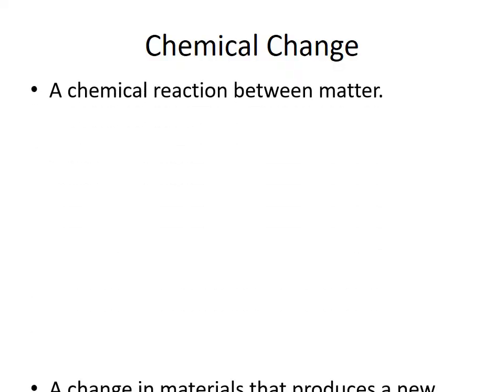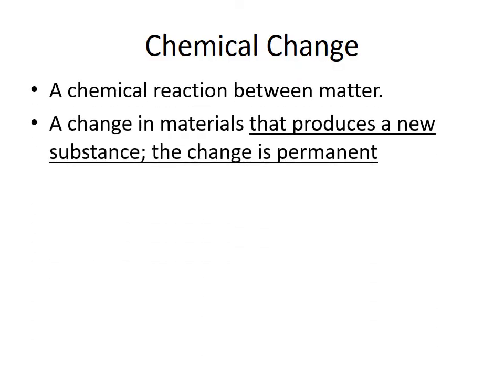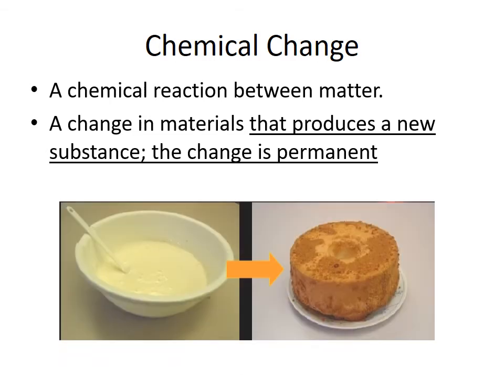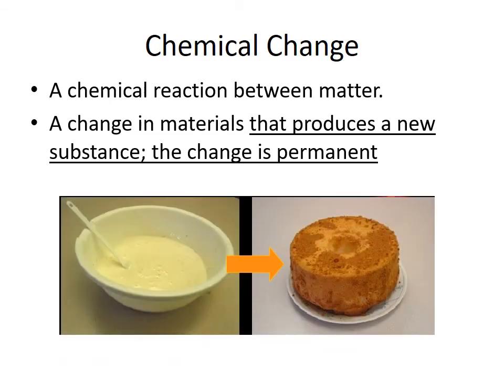Now let's talk about a chemical change. A chemical change happens when a chemical reaction happens between matter. A change in materials that produces a brand new substance. The change is permanent. For example, let's take this cake.